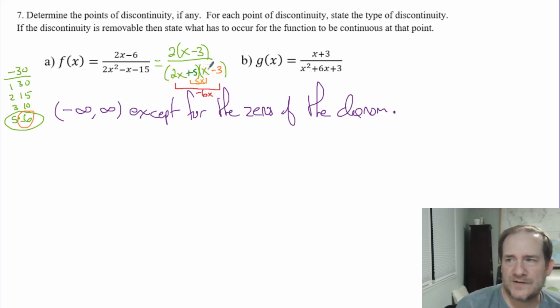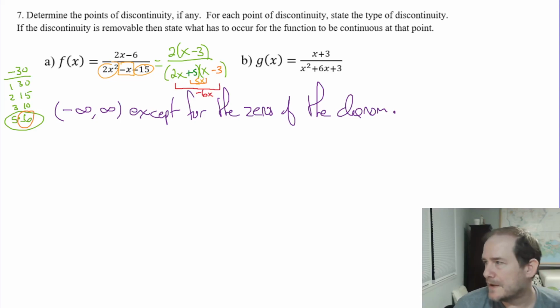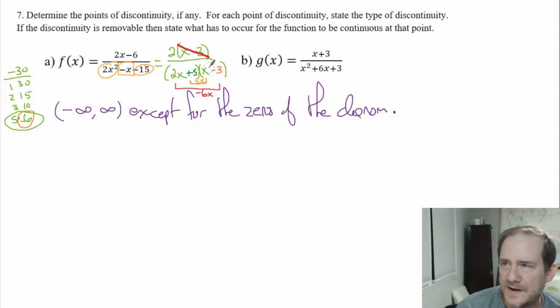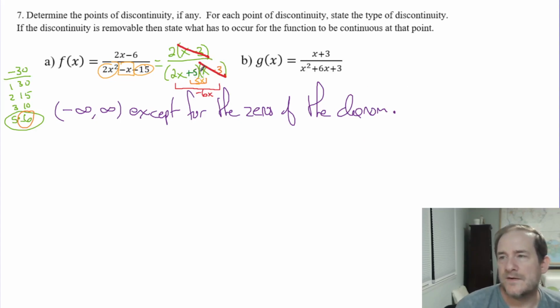The 2x times x is of course 2x squared like we wanted. The +5 times the -3 is the -15 on the end that we wanted. The outer is a -6x, the inner is a 5x, and if you add that up, that's the -x in the middle that we needed. So we know that's the correct factored form. And I'm noticing that these factors of x minus 3 cancel out. Now, even though they cancel out, you still have a discontinuity there.